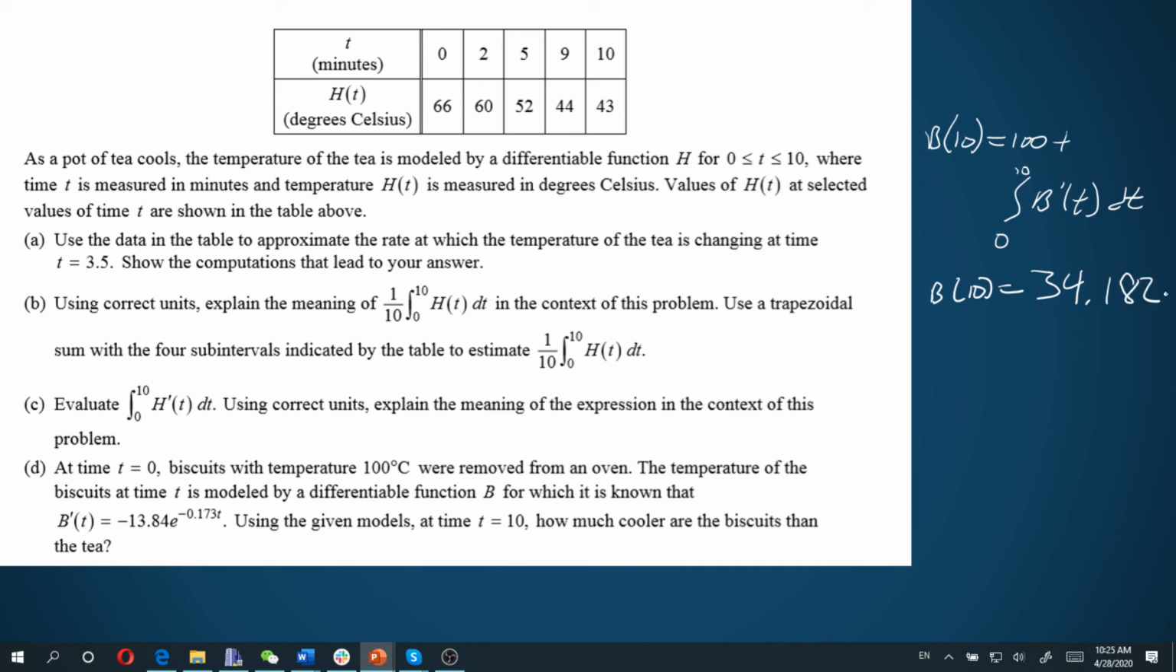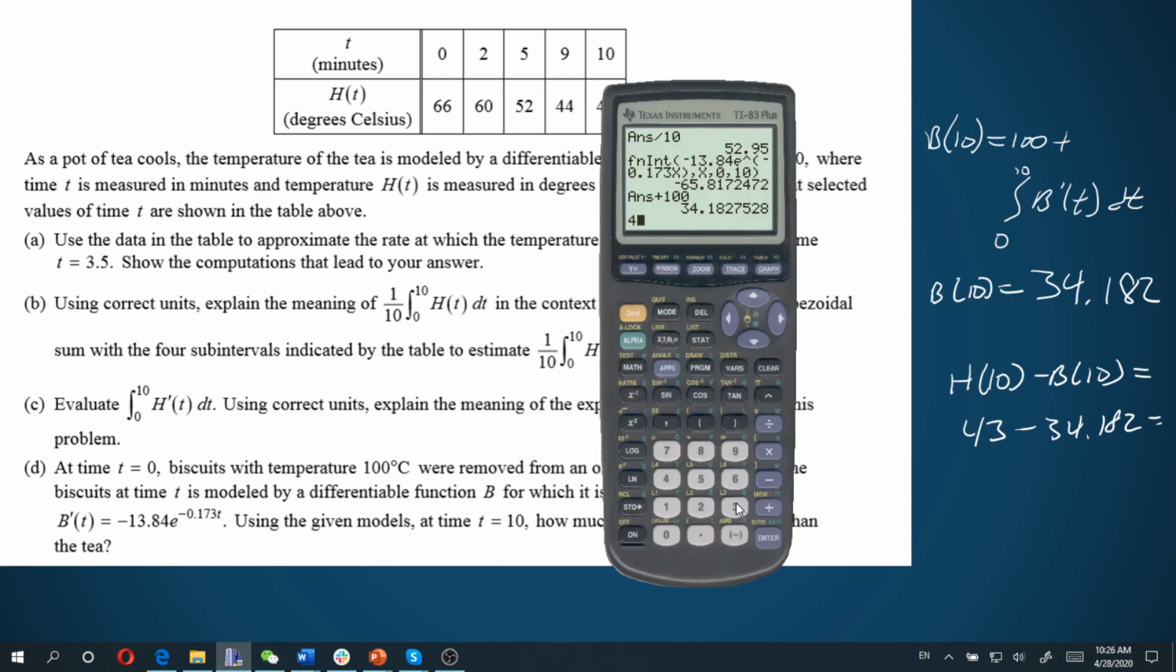Okay, and the question was, how much cooler are the biscuits than the tea? So our tea is at minute 10, 43 degrees. So we could say h at 10 minus b at 10 is 43 minus 34.182. Or 8 something. 8.82.